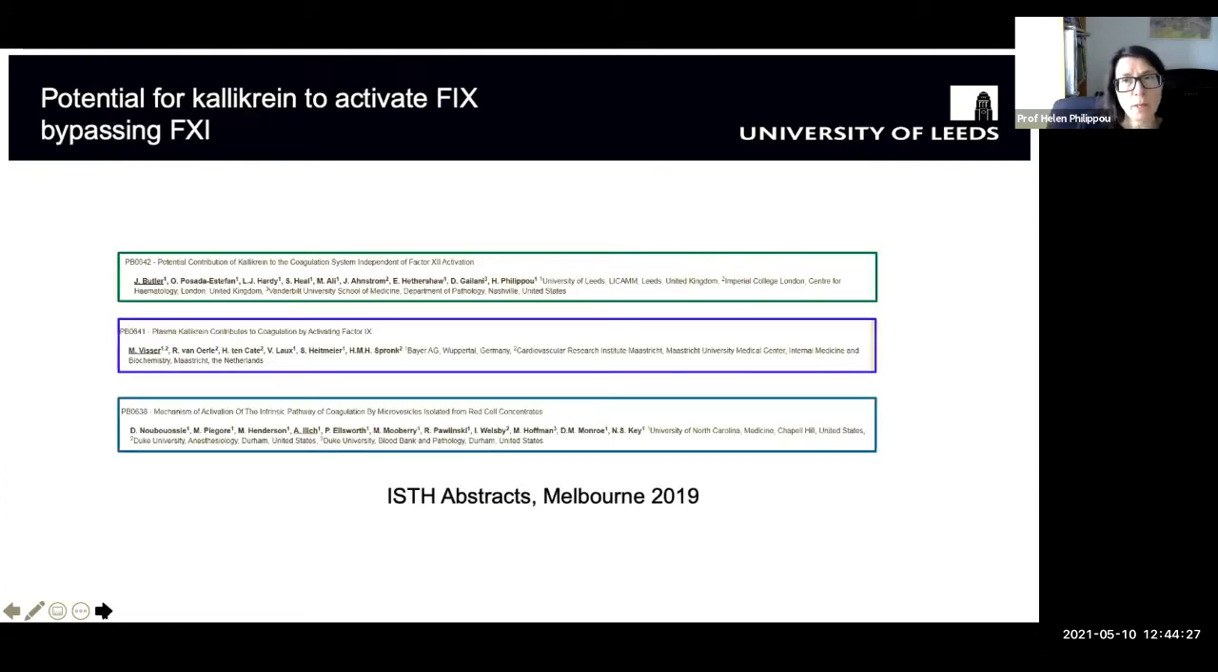So a new angle on coagulation was fairly recently identified back at the ISTH in Melbourne in 2019, when we could all still get together. We presented a poster, and we found that there were two other groups just on either side of our posters that suggested that kallikrein could activate factor 9 in a manner that bypasses factor 11. Interestingly, all of these groups came to a similar conclusion using different approaches. All these papers have now been published. I'm just going to give you a bit more detail on what our study showed. So next slide.